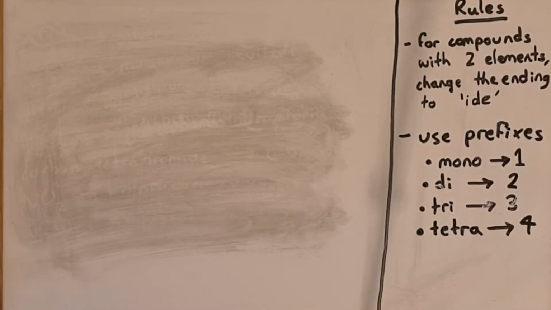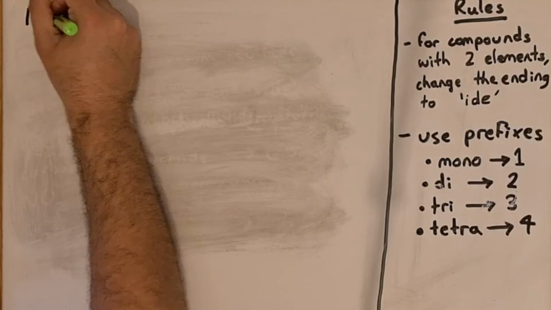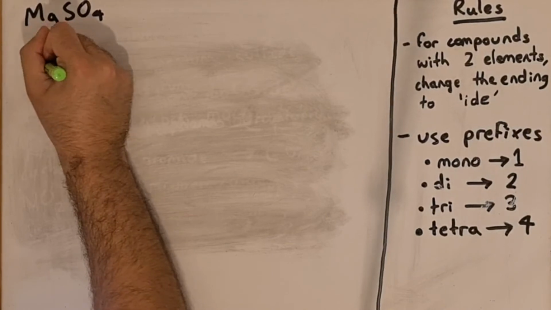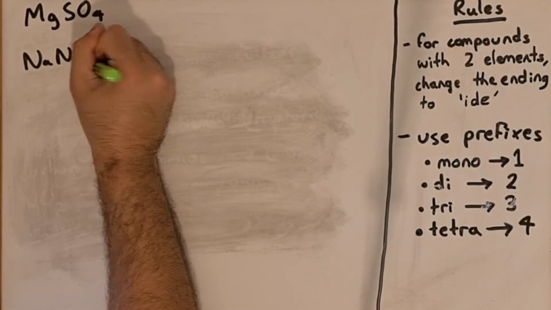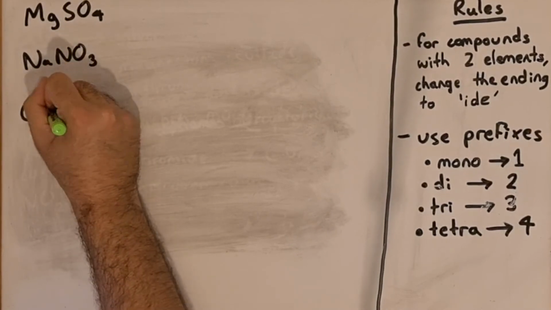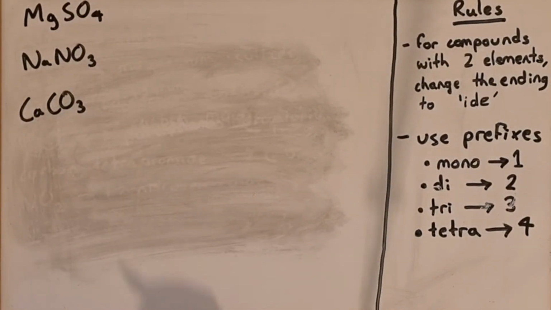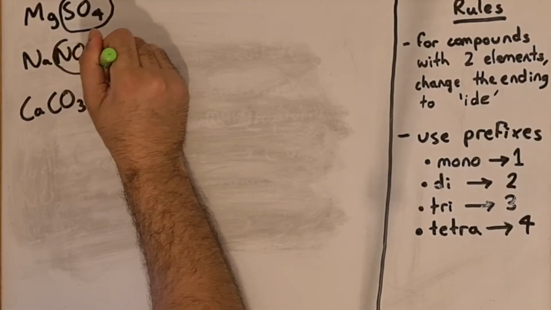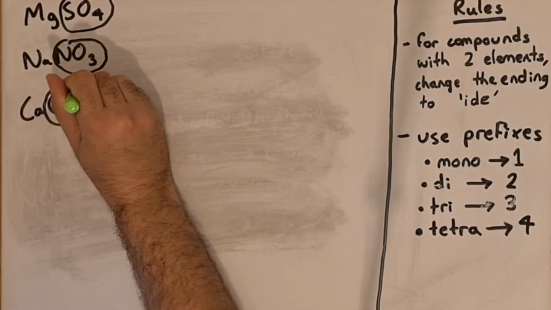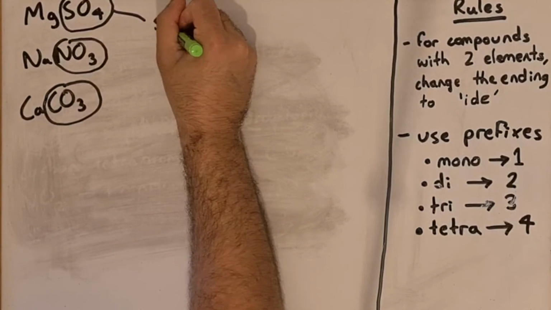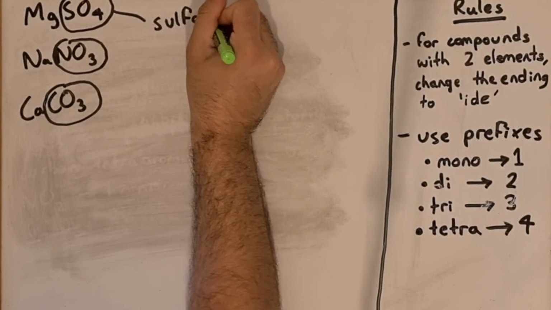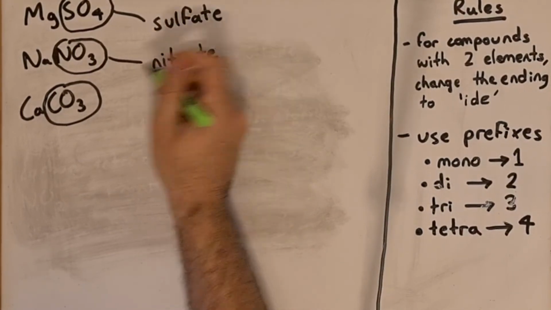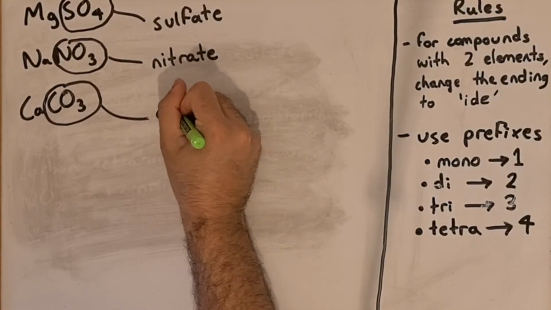Before we finish, let's look at some slightly more complicated examples. So MgSO4, NaNO3, and CaCO3. For these, all you need to do is know what these parts are called. So these parts are quite common, and they have specific names. So this is called sulfate. This is called nitrate, NO3. CO3 is called carbonate.